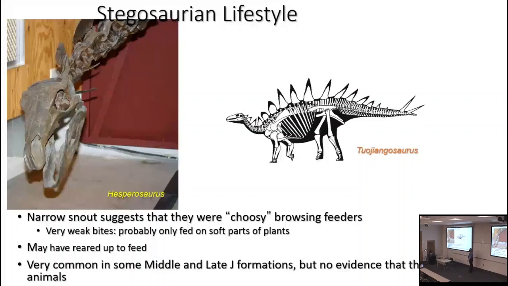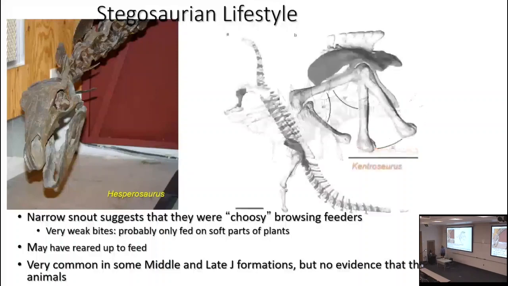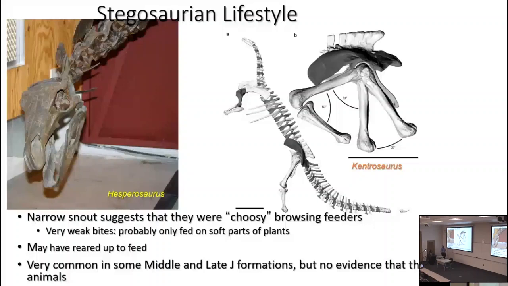Given especially the later forms, which have very short front legs compared to hind legs and a pivot point right around the hips, it's been suggested that some of these could have reared up on their hind legs, not to walk, but to feed. And this would give them a bigger feeding envelope. Now, stegosaurs were very common in some of the Middle and Late Jurassic formations. But they're common as individuals. We don't have good evidence that many of them lived together and died together. So not good evidence that they were herd species.